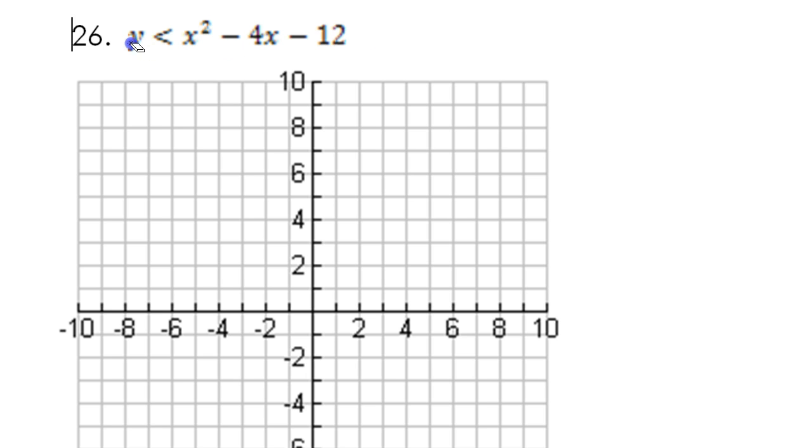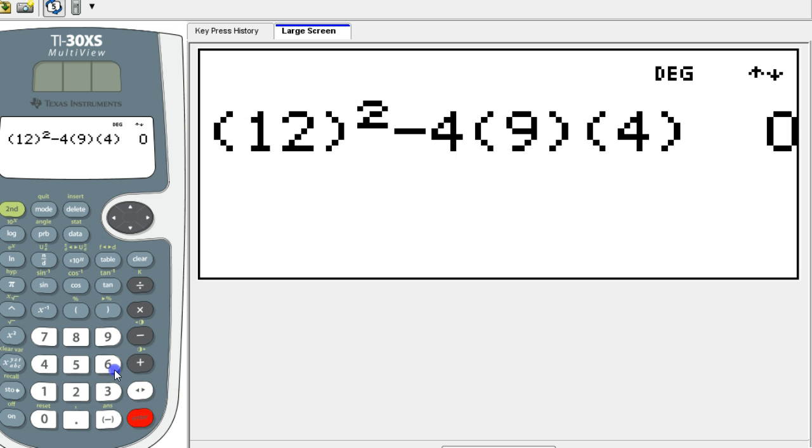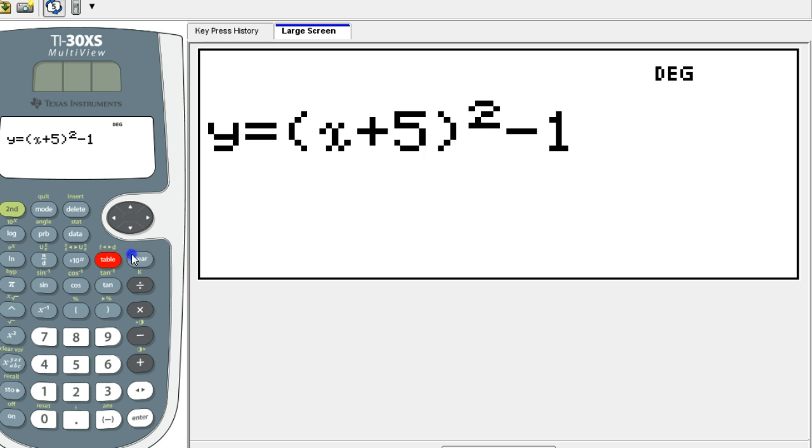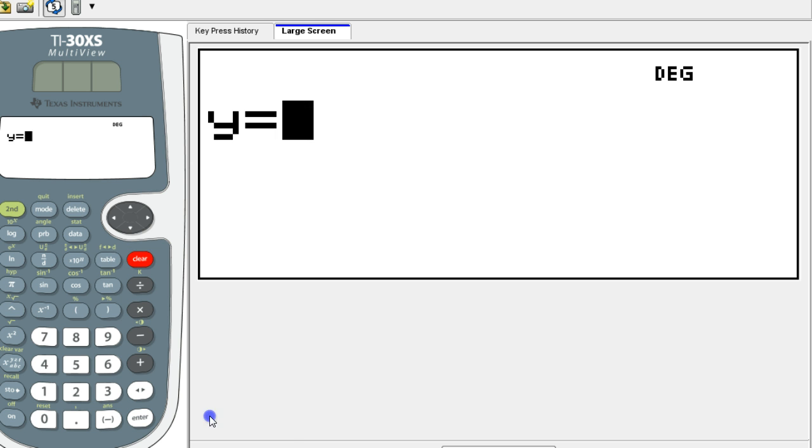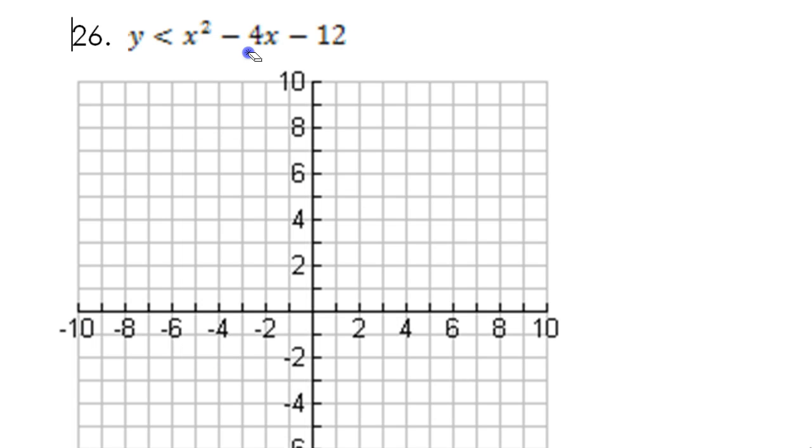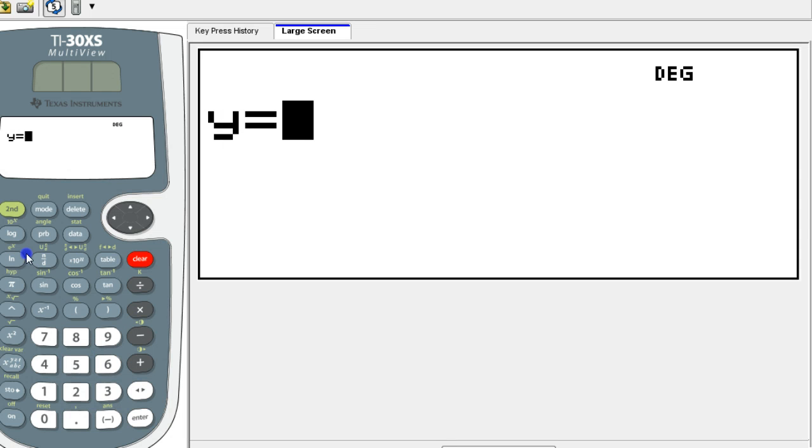Now, when you have a function and it's like y is less than, that's when you have to draw the parabola, and there's going to be shading involved to reflect where the solutions are. So basically, we need to draw this parabola. The really easy way to do that is just to go straight to the table function of your calculator. So it's x squared minus 4x minus 12.